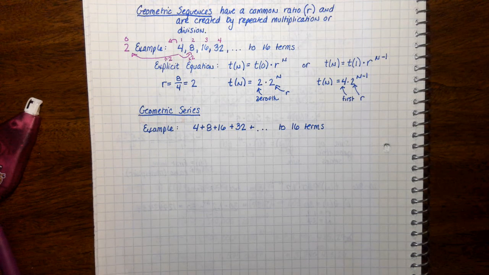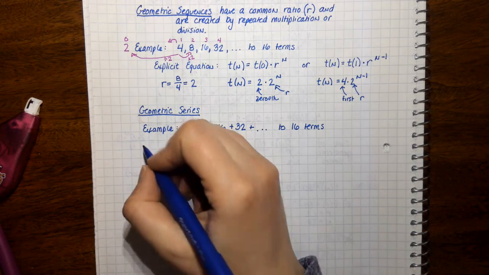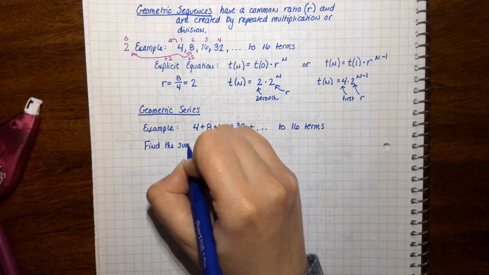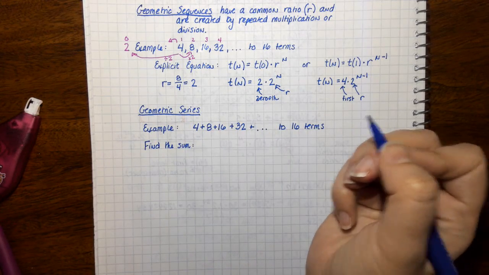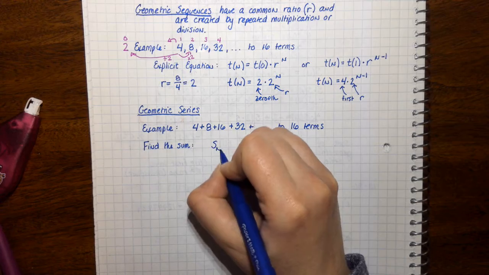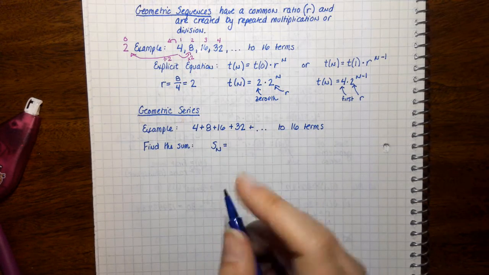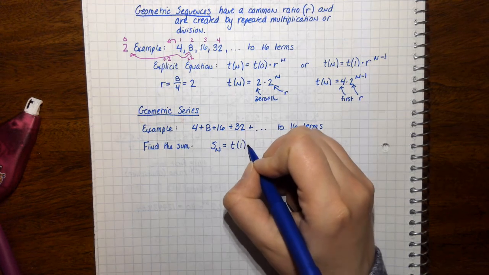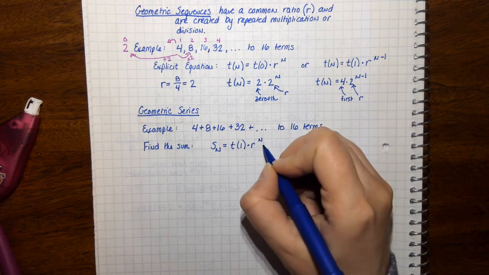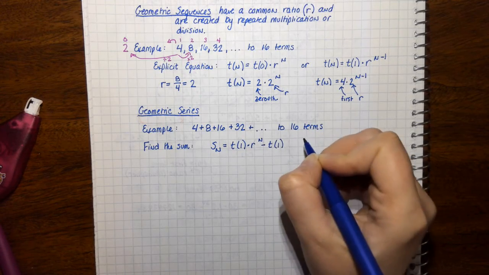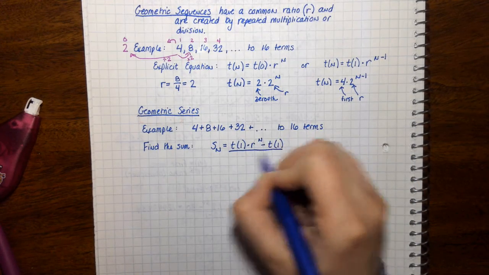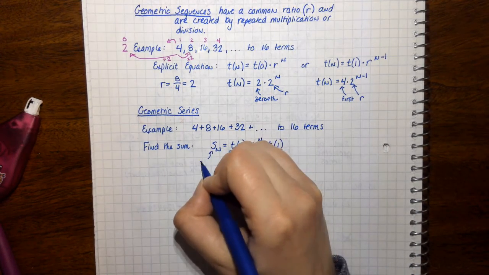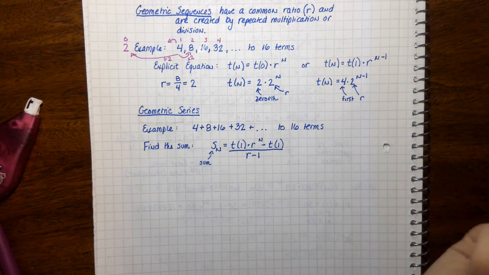Okay, so the first thing we're going to do is find the sum. The sum formula we learned earlier: S sub n, the sum, equals t of 1 times r to the n minus t of 1, over r minus 1. Okay, and this stands for sum, just a big S for sum.